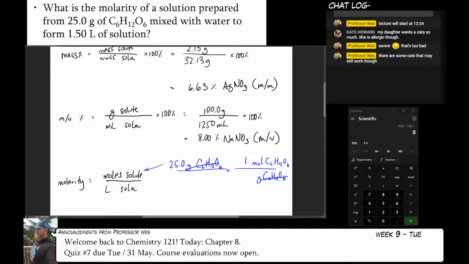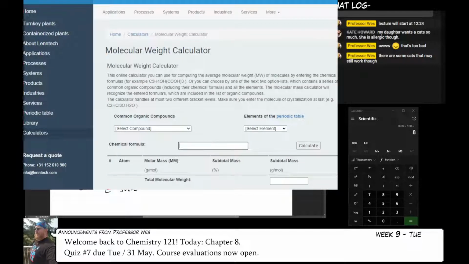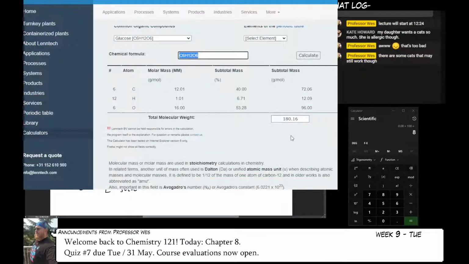How many grams per mole is C6H12O6? Well, we can go to Lentech and calculate that. So we'll put Lentech on the screen here. Yeah, that's good enough. And we'll just type it in. C6H12O6. You can see over there in the common organic compounds right here, it's telling us what this is because this is common enough. And 180.16 grams per mole, so we'll write that down.